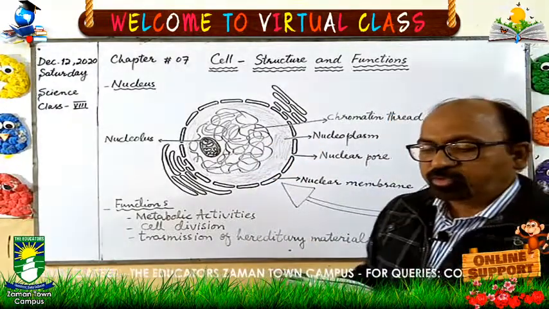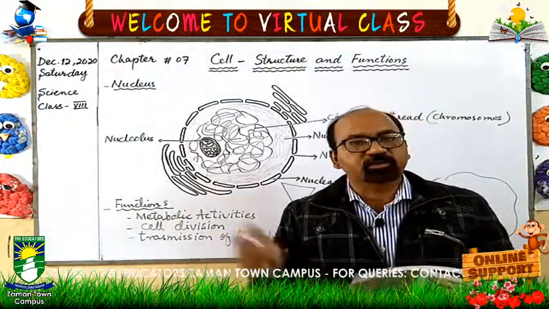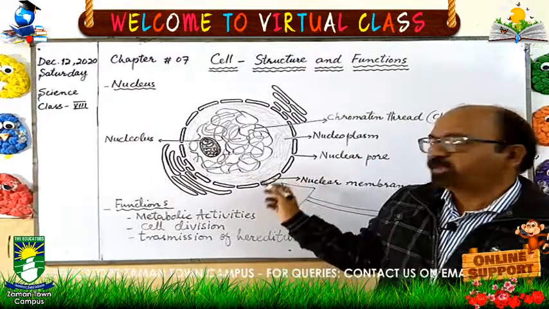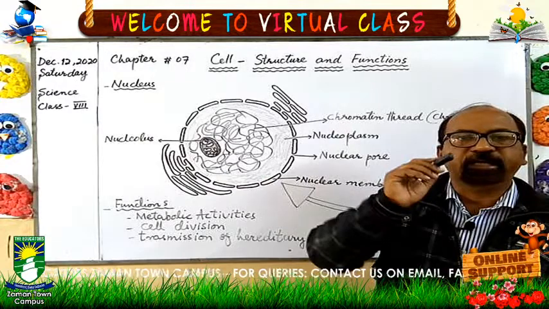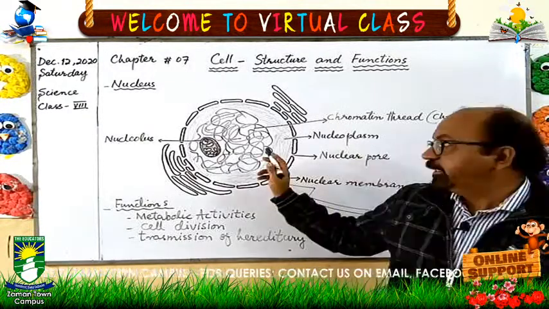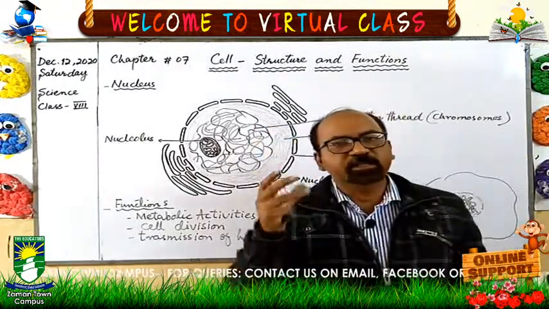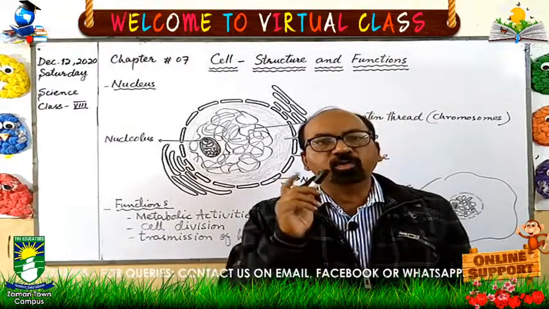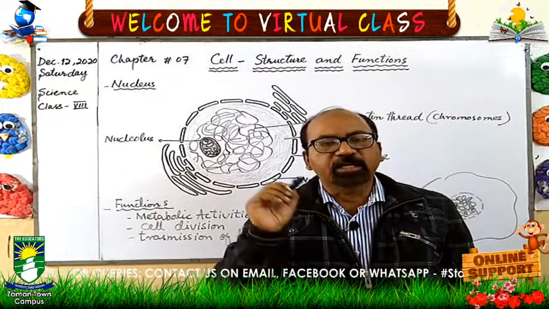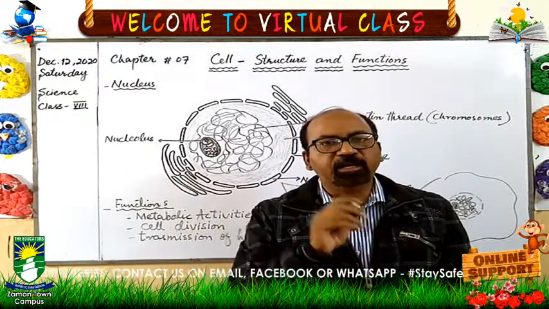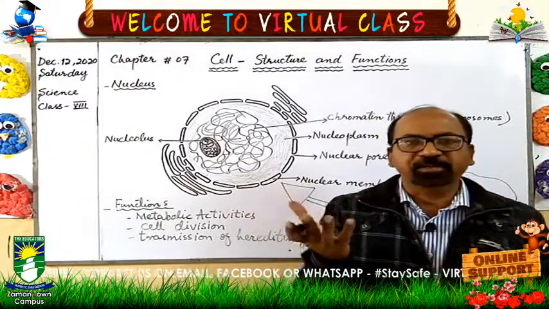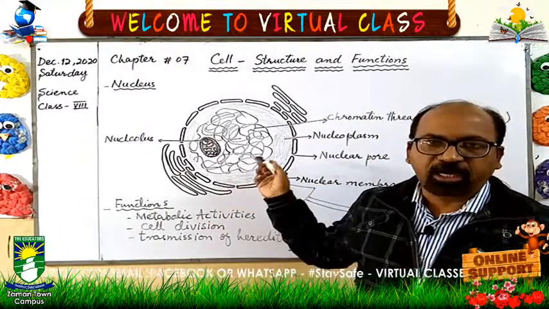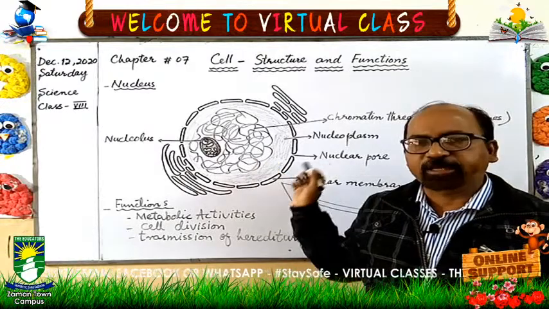The nucleus contains a number of chromosomes. As I have discussed, a chromosome is a thread-like structure which is visible when the cell is going to divide. These chromosomes are present in sets. All organisms have their own particular set and number of chromosomes. For example, in human beings, 23 pairs of chromosomes are present in all types of cells.